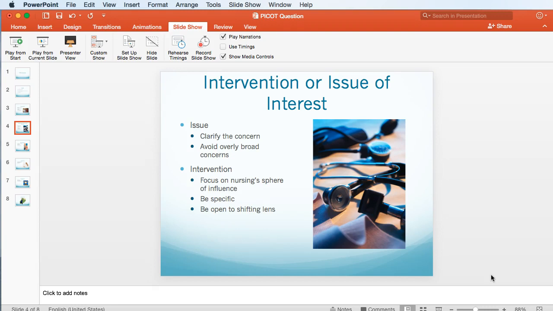You do want to be specific. Being too general may make it difficult to actually determine whether the intervention was the one that actually made the difference. You want to be open to thinking about shifting your lens. So all of you are picking topics that are very interesting to you, and you're picking interventions based on opinions that you have, things that you've seen. But you want to make sure as you delve into the literature that you stay open to the idea that perhaps this intervention or this issue may need to be fine-tuned a little bit. That's how you prevent researcher bias on your part.